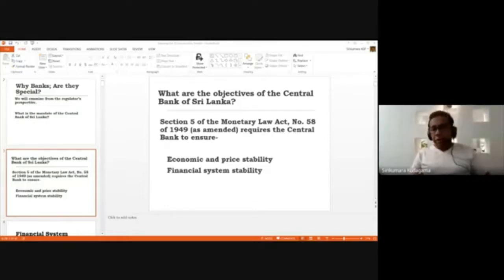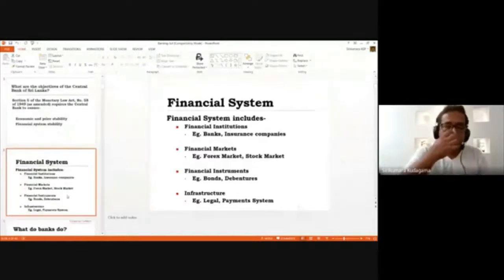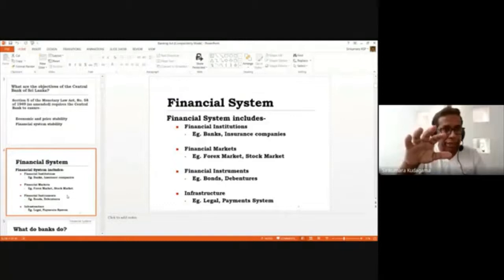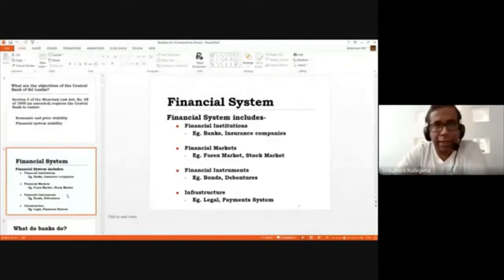What do you mean by economic and price stability on one hand and financial system stability on the other hand? Economic and price stability is something beyond our topic today, so we'll go into the next part, that is financial system stability. For those who are interested, economic and price stability looks after the country's price levels. Domestic price stability is the main concern, and there is also international price stability, in the sense that foreign exchange stability is also considered there. You'll see that interest rates and exchange rates come within the area of economic and price stability. The area we are going to focus on is financial system stability.